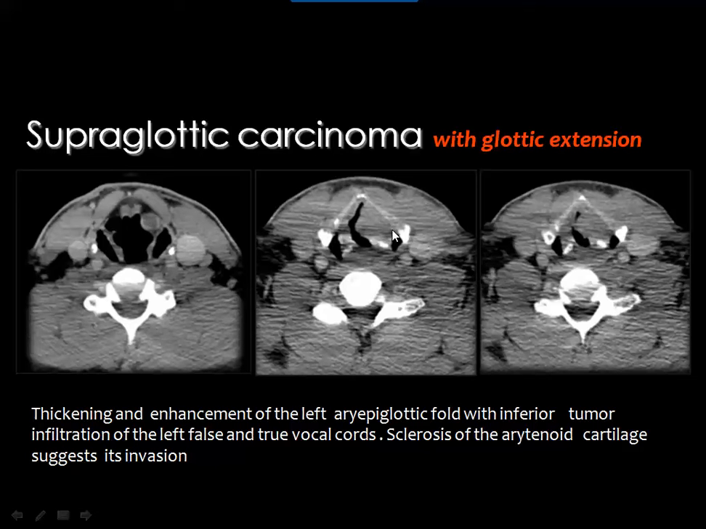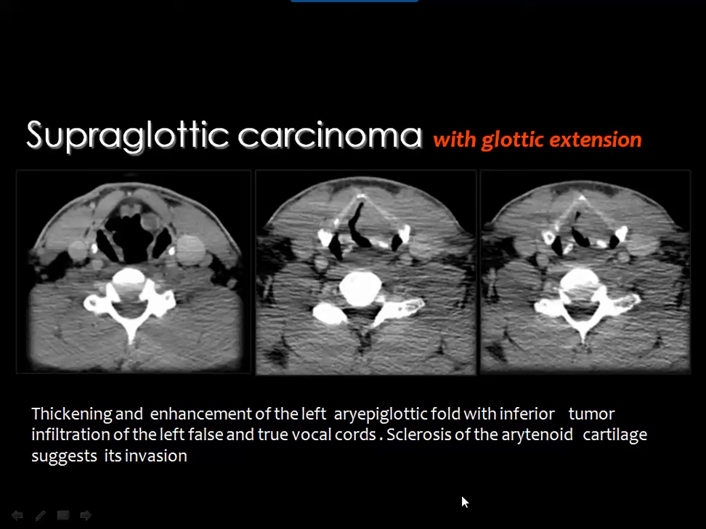Then lower down you get a bulky mass infiltrating the aryepiglottic fold, significantly encroaching on the piriform sinus on the left side. And this is the mass. Whenever you see the arytenoid cartilage, then you know that you have reached the level of the true vocal cord. And this means that the true vocal cord is involved. Then you have glottic extension of the tumor.